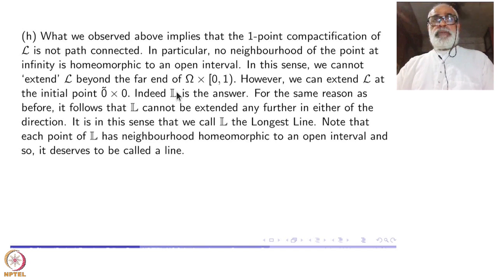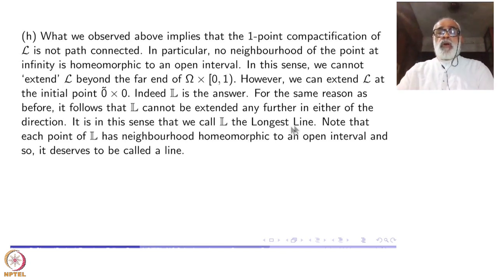Indeed, this Euler notation L is the answer. On this side I can extend it. For the same reason as before, it follows that L cannot be extended any further on the left hand side also. The right hand side you can't extend, we have seen. On the left hand far end you cannot extend it. So this is completely saturated in that sense. Therefore, this L is called the longest line.